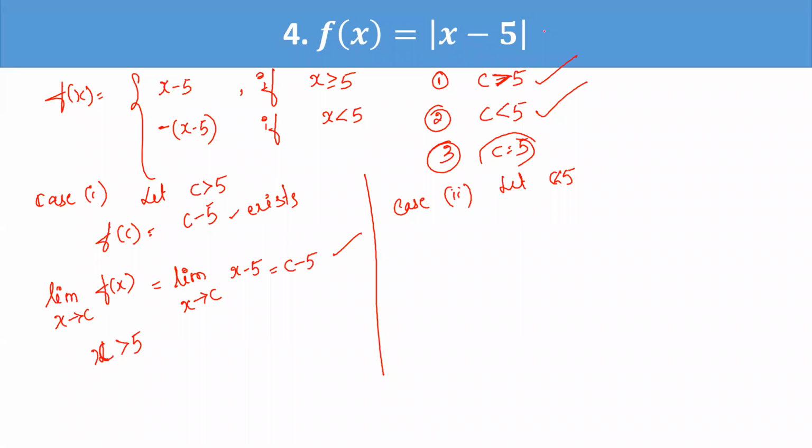Can anyone tell me what happens if c is less than 5, whether it is continuous or not? What happens if c is less than 5, students? Okay, I'll explain again. It is continuous, it is not discontinuous.